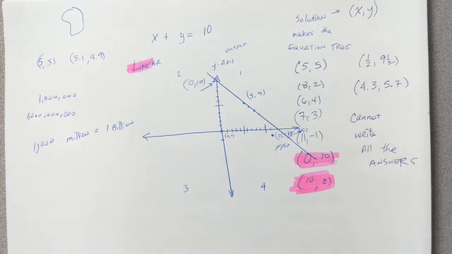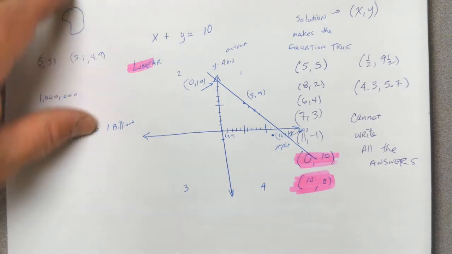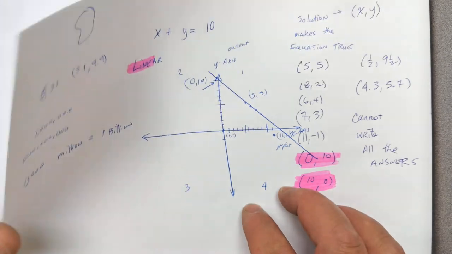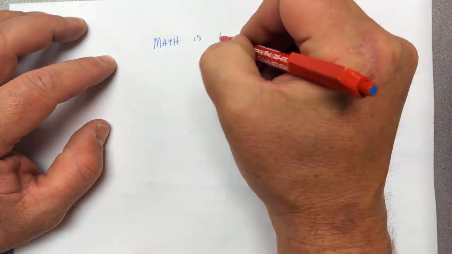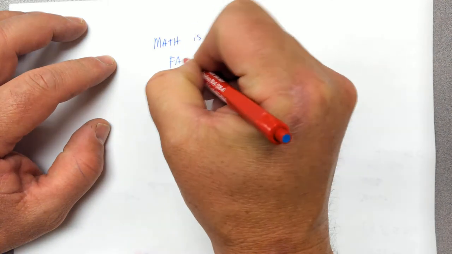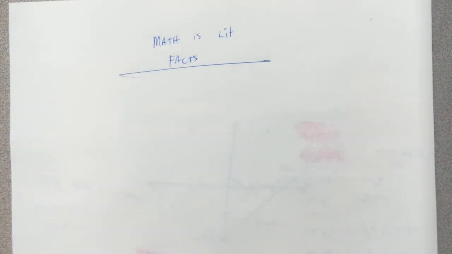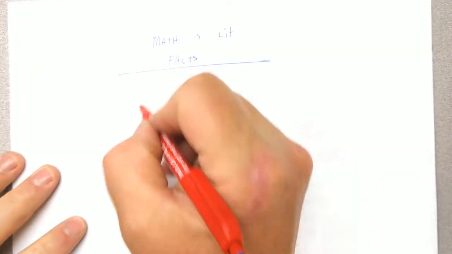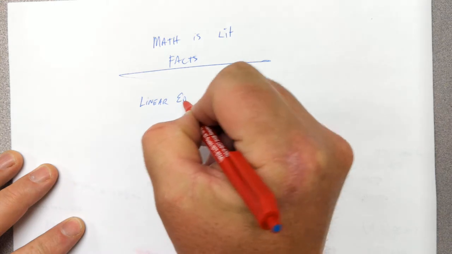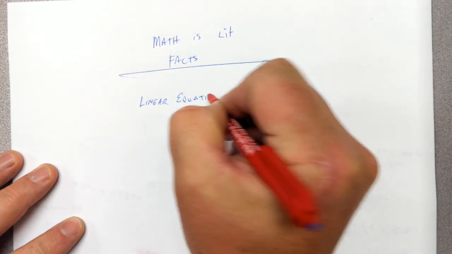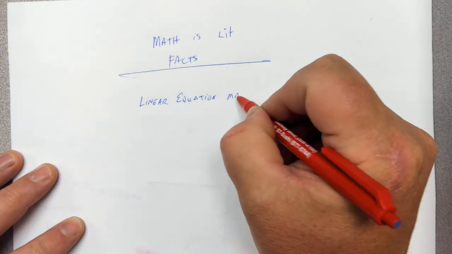Do you see, Gabby? So, Gabby, here's the thing I'm trying to get you to see. Okay? Ready? We're gonna make some facts. Math is lit. Facts. Okay, Jackie, fact number one. A linear equation. These are the things you gotta know. Makes a straight line.